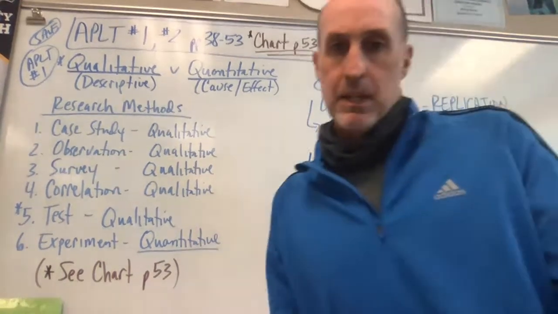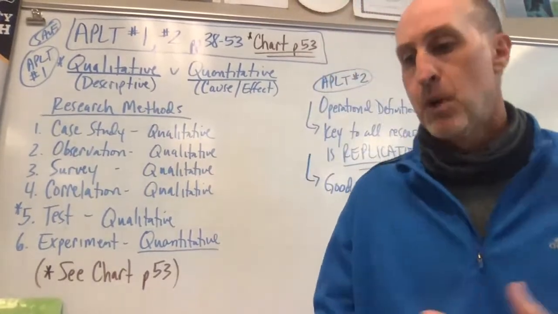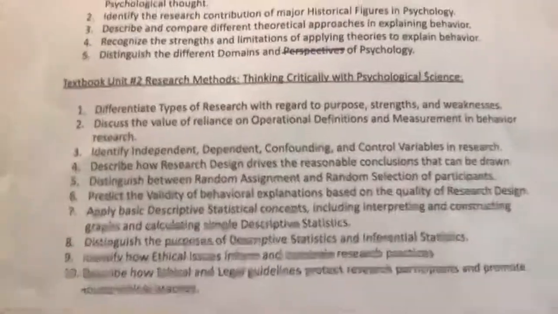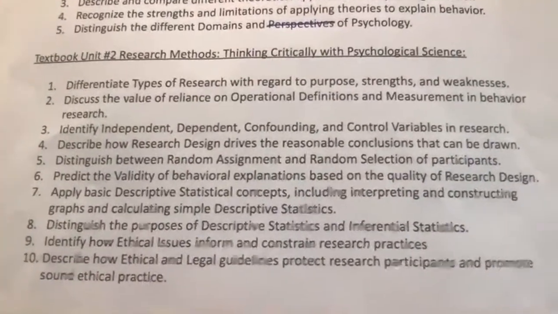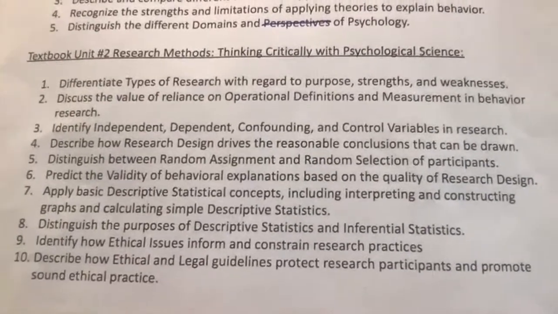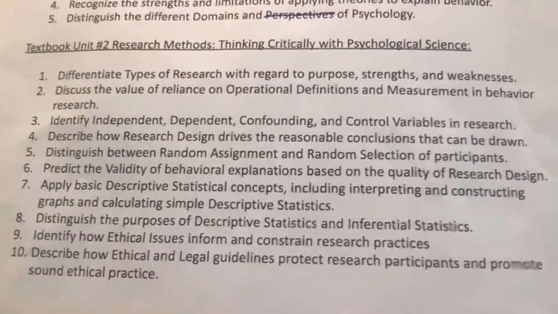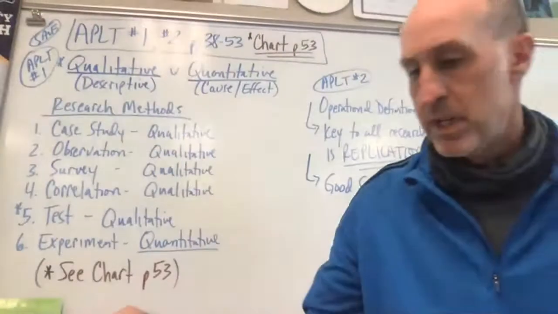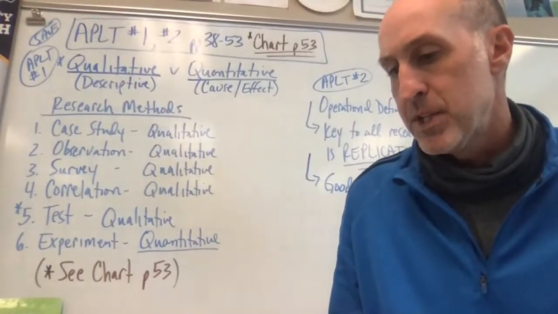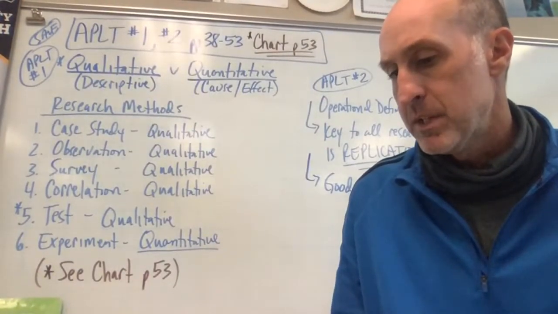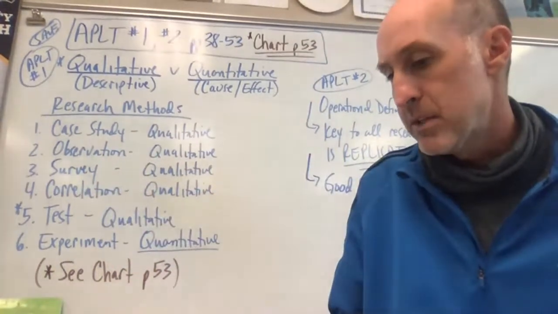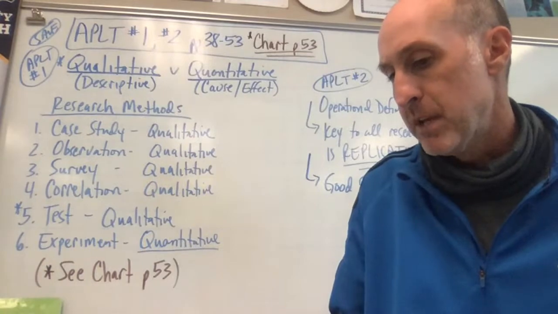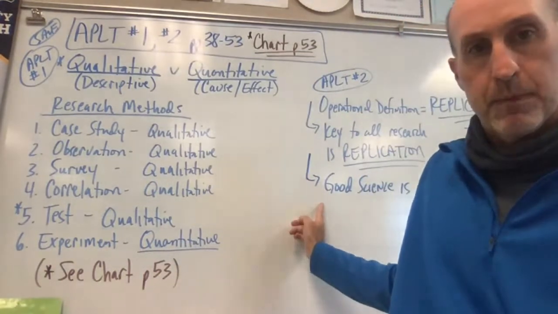If you want to have your learning targets out, hopefully you've either taken a picture of this doc or you've accessed it on Canvas. It is on Canvas, but we're on Unit 2, and we're going to be discussing and answering learning target number 1 and number 2. Number 1 is differentiate types of research with regard to purpose, strengths, and weaknesses, which is right here, and discuss the value of reliance on operational definitions and measurement in behavioral research, which is right here.